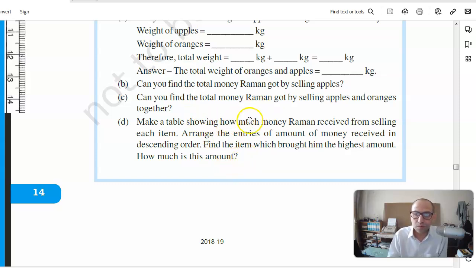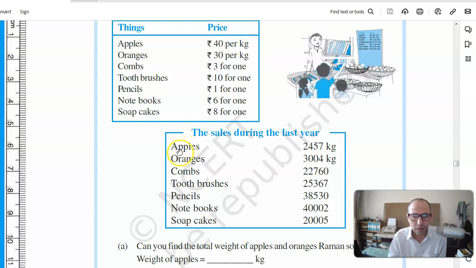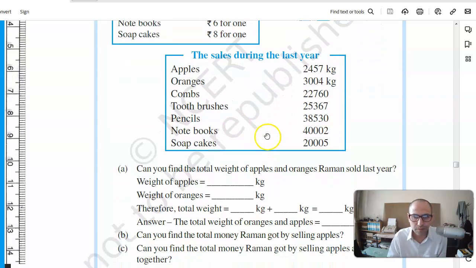Okay. So the question is, you want to make a table showing how much money Rahman received from selling each item. For example, you have to calculate how much Rahman received from selling so many kilograms of apples based on the price, as we did before. How much he got by selling so many kilograms of oranges based on the price as we did before. How much money did he get by selling, for example, combs or toothbrushes or pencils or notebooks based on the unit price? I will do one of them to show you essentially how to do each and every one of these.